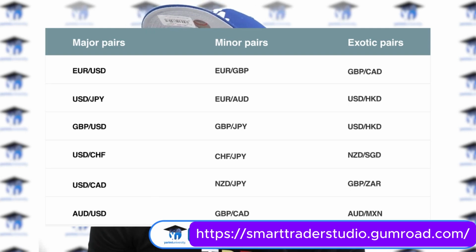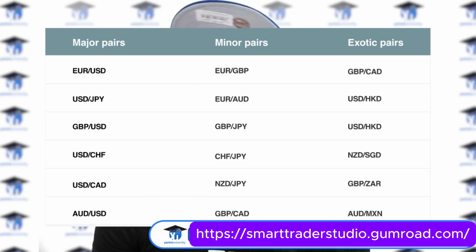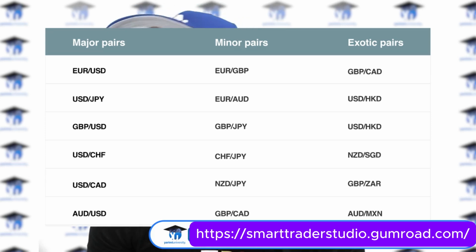The minor pairs are Euro GBP, okay, you guys know what that means now, GBP CAD, Euro CHF, GBP AUD, the Australian dollar, Euro CAD, GBP CHF, Euro AUD, NZD JPY, Euro NZD, AUD JPY, Euro JPY, CAD JPY, GBP JPY, CHF JPY, okay? And some exotic pairs are Euro TRY, USD SEK.